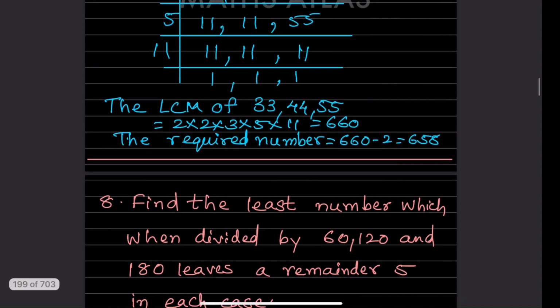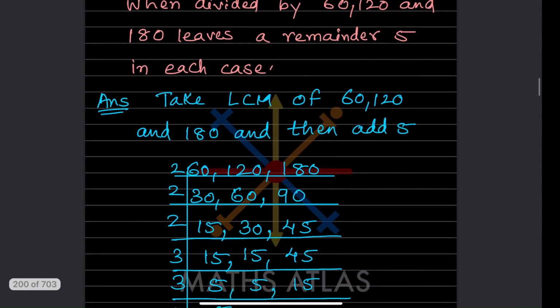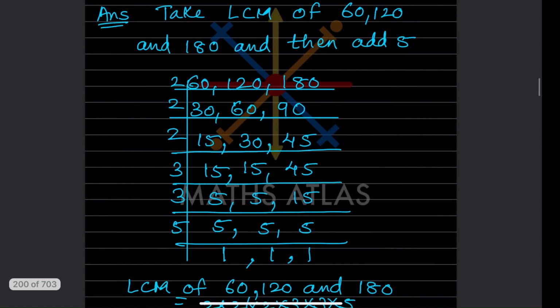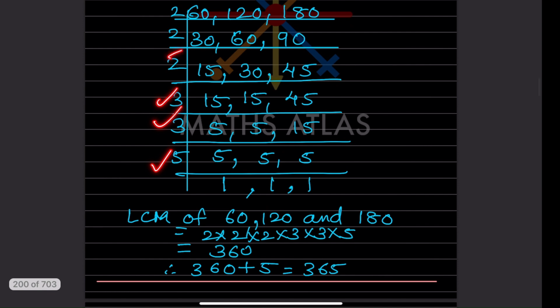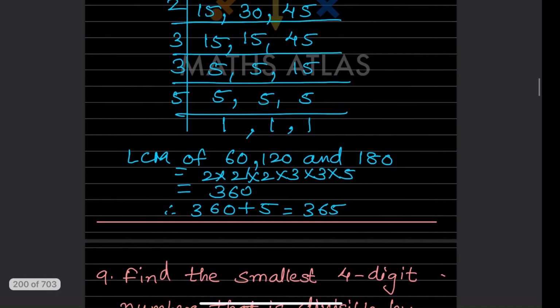Find the least number which when divided by 60, 120 and 180 leaves a remainder of 5 in each case. So first we'll take the factors of this one. So these are the factors. So now what did you get here? 360. So now they asked for the least number which when divided leaves the remainder of 5. The remainder is 5 over here. So what you are going to do here? You are going to add over here. So that will be 365.